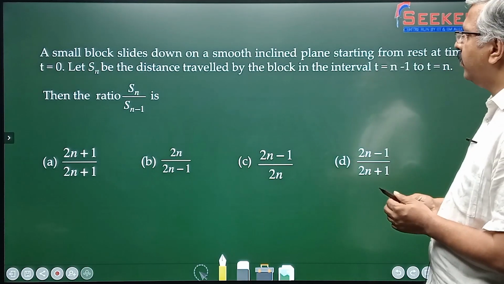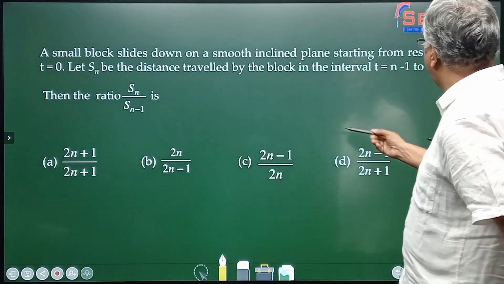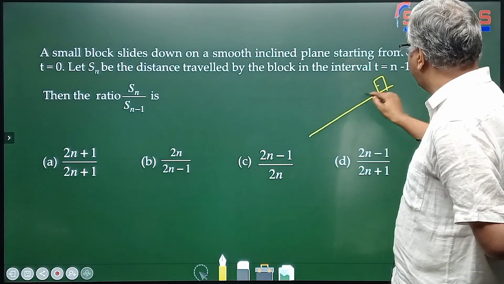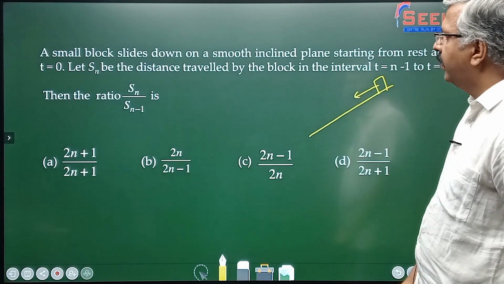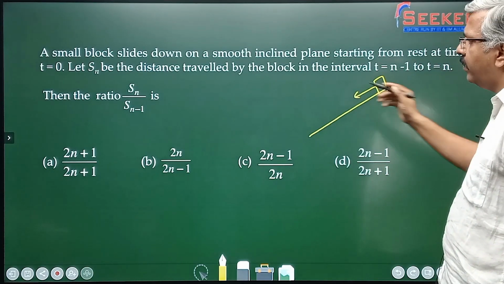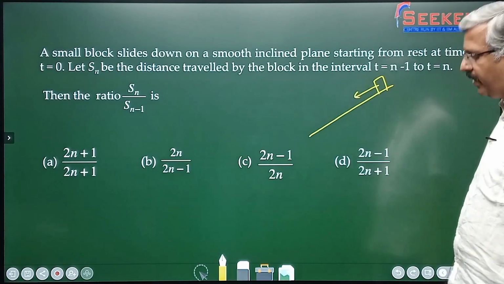So a small block slides down a smooth inclined plane starting from rest. So there is an inclined plane and there is a small block which is sliding from here. Let Sn be the distance travelled by the block in the interval n minus 1 to n, then the ratio Sn by Sn minus 1.